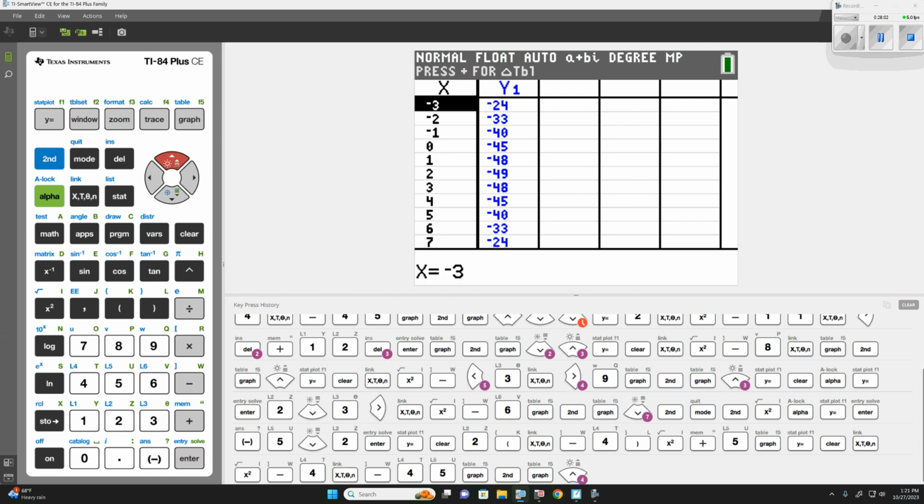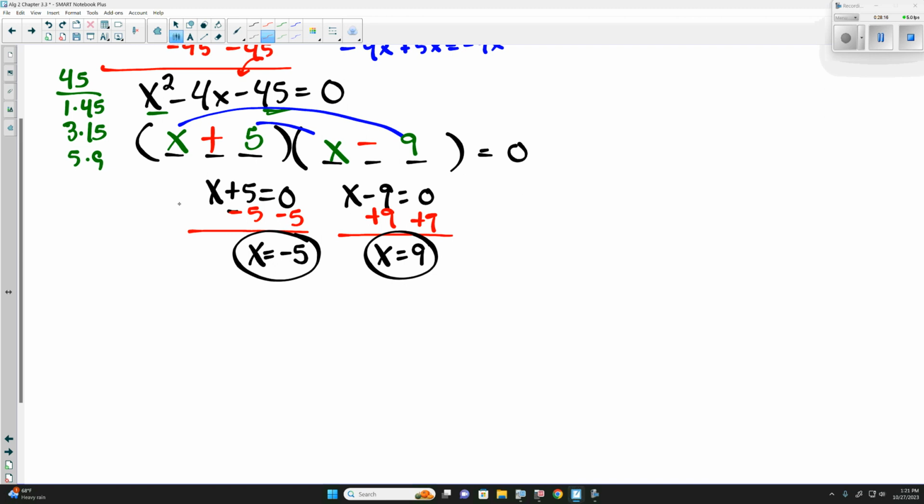So we type that in. When x is negative 5, we get 0. And when x is 9, we also get 0. So we could have solved this by graphing also. Questions on this here? Questions on anything we've done so far?